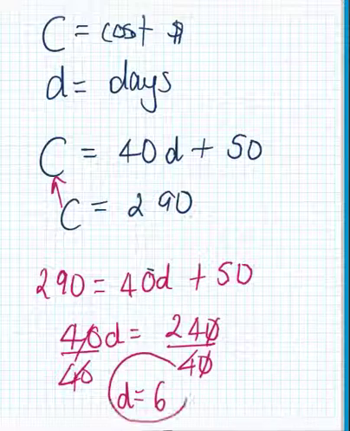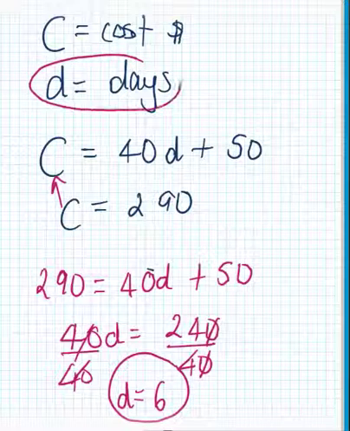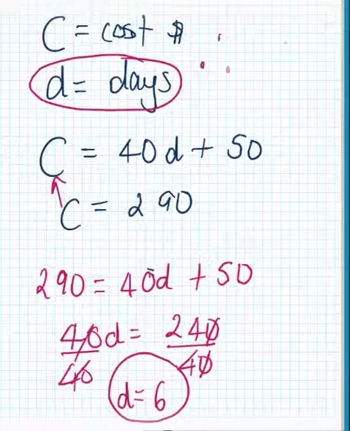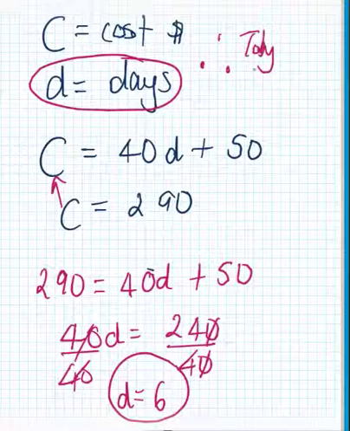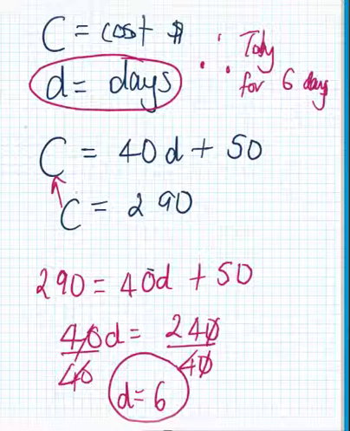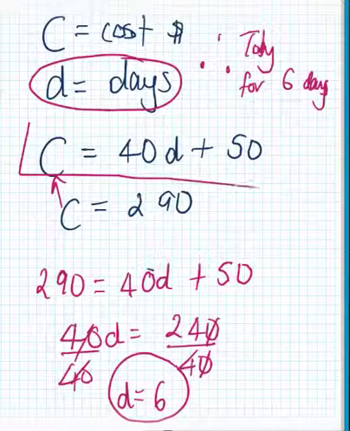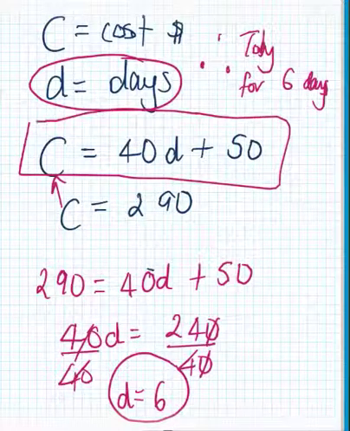And D, we know D stands for the number of days. So your final statement will be: therefore, Toby rented the car for 6 days. And that's it. So the hardest part was coming up with this equation. We have done one similar in class.